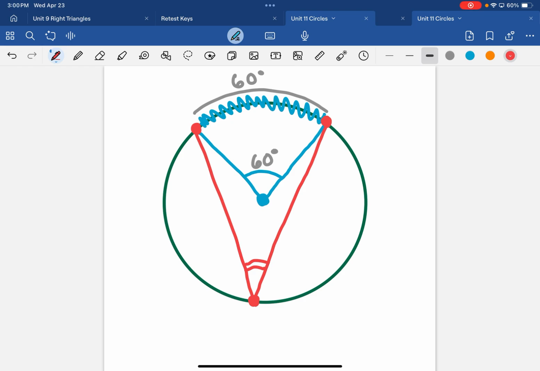So the arc and the central angle are equal. Those are equal to each other. But for this, our inscribed angle would be 30 degrees. So what's the relationship between the angle and the arc now? Half. It's half. So with a central angle, it's equal. With an inscribed angle, it's half of the arc. Okay? So that's just kind of an intro.